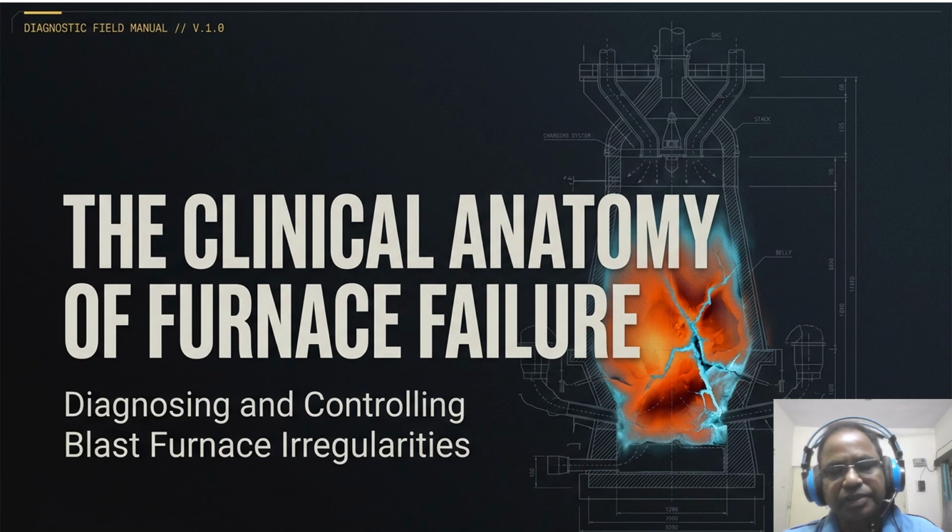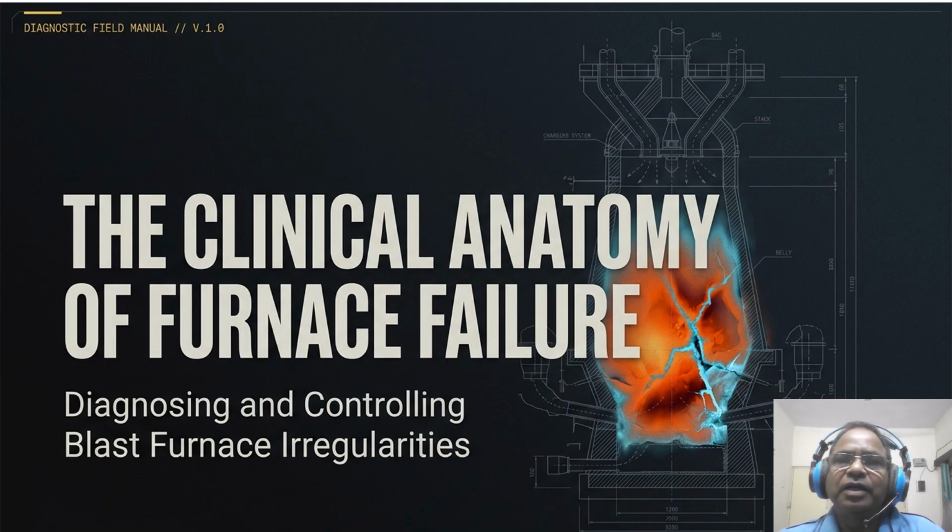Today we are going to discuss a very important topic. This is the clinical anatomy of furnace failure. If we look into blast furnaces from our past experiences of two decades, we realize that a blast furnace is less like a machine and more like a biological organism. When it fails, it does so through a specific diagnostic pathology. So today we are performing a clinical anatomy of these failures.